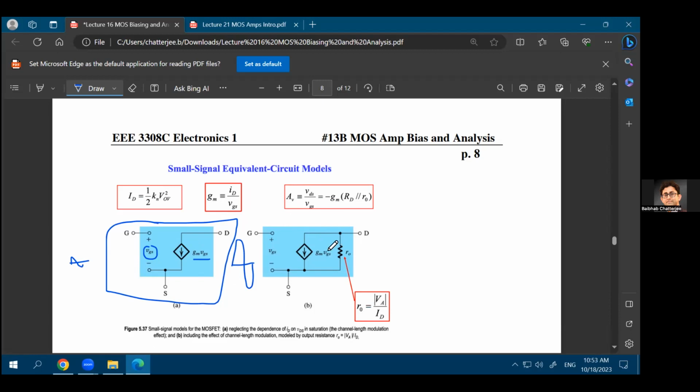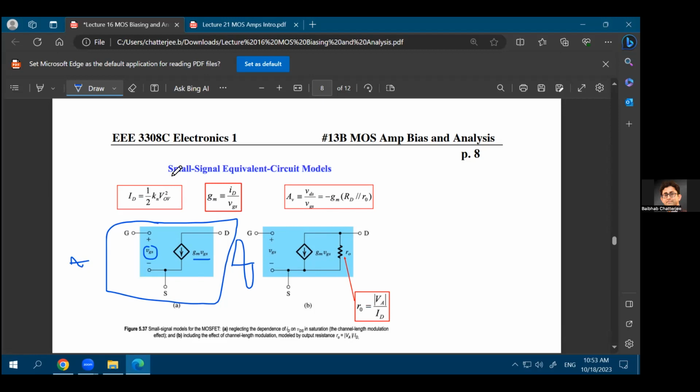then you do consider RO, which will be in parallel to this dependent current source, because again, you know that the non-ideality in any current source is a parallel resistance. The non-ideality in any voltage source is a series resistance. So as you place this RO resistance in parallel to this dependent current source, you'll get your non-ideal representation of the small signal AC equivalent circuit.